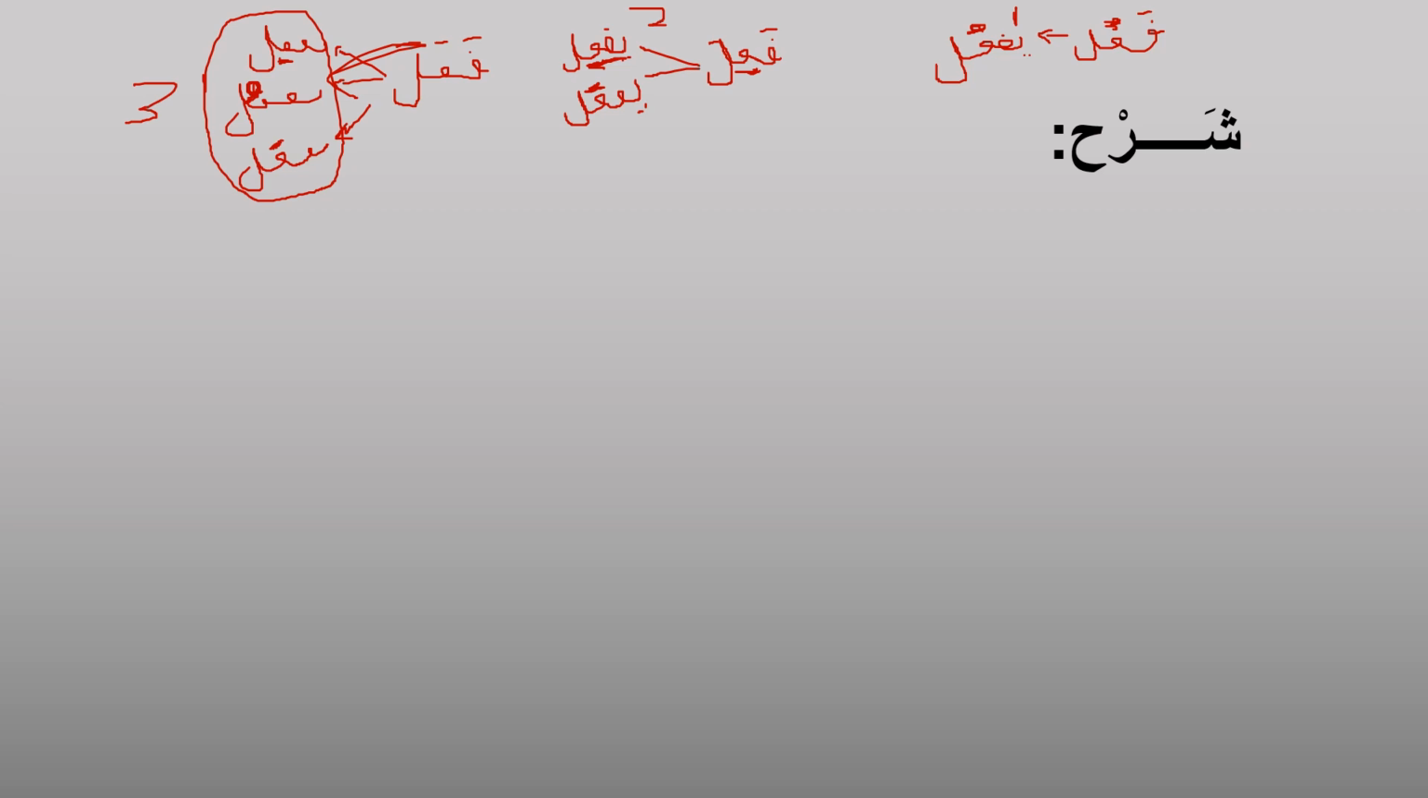So fa'ila has two outcome, right? Fa'ila, it has yaf'ilu and it has yaf'alu. So this fa'ila, yaf'ilu, we have only 13 verbs for it. How many verbs? 13 verbs. We have only 13 verbs for fa'ila, yaf'ilu. Okay, let me erase so that I can be able to explain well.